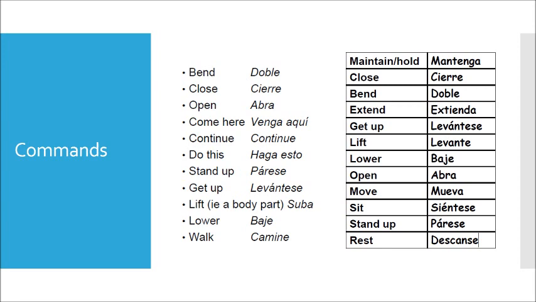Things here like bend, doble; close, cierre; open, abra; come here, venga aquí; continue, continúe; do this, haga esto; stand up, párese; get up, levántese. To ask them to lift a body part, for example, you say suba; to lower a body part, for example, baje. To walk is camine. To maintain or hold something, say mantenga.